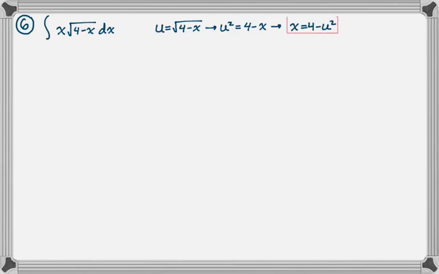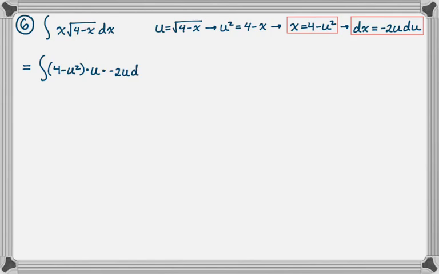Now, if you look, we need to replace an x in the original problem. So I'm going to end up using this for a substitution, and I'm going to find dx here. So dx is negative 2u du. Okay, so let's make our substitutions. x, we said, was 4 minus u squared, so we're going to have the quantity 4 minus u squared, and then the whole radical we made u, times u, and then dx is negative 2u du. So make sure you do all of those substitutions.